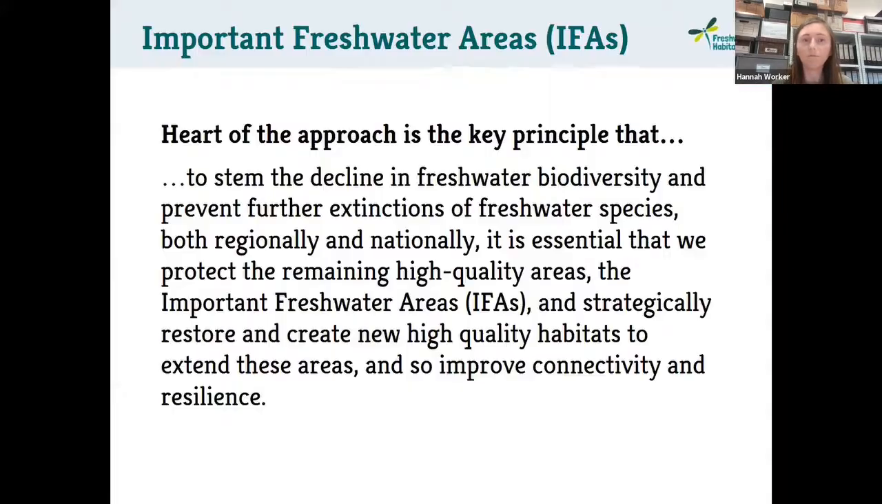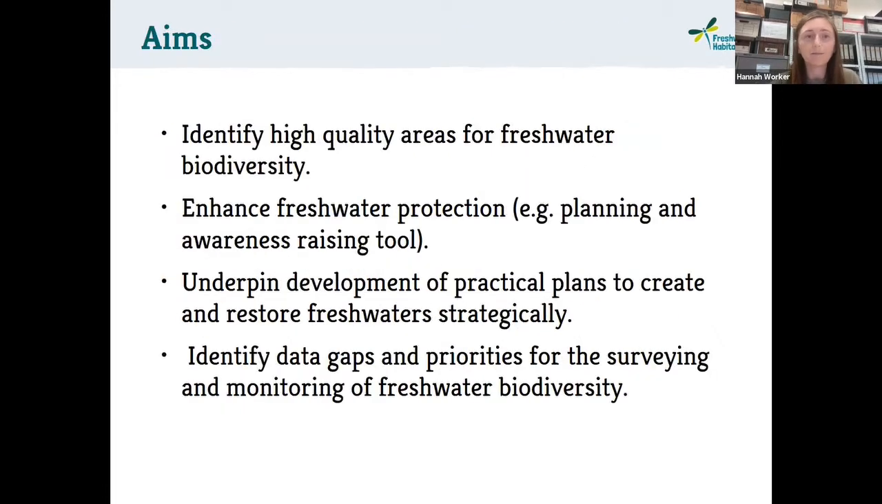So at the heart of the approach is the key principle that to stem the decline in freshwater biodiversity and prevent further extinctions of freshwater species, both regionally and nationally, it's essential that we protect those remaining high quality areas, the important freshwater areas, and then strategically restore and create new habitats to extend these areas and improve the connectivity between them, and therefore resilience in species populations.